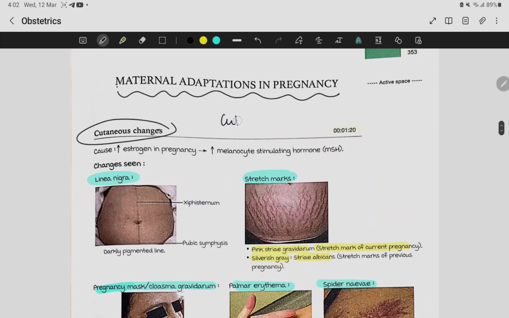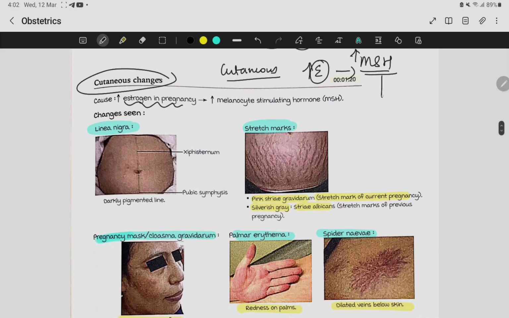So what happens? Cutaneous means skin. In pregnancy we know that estrogen increases, and it also stimulates the MSH, that is melanocyte stimulating hormone. Because of this, there will be increased release of melanin. So melanin causes pigmentation, right? Pigmentation will be seen especially in the linea nigra, which is a line that starts from the xiphisternum to the pubic symphysis in the midline. It's a darkly pigmented line.